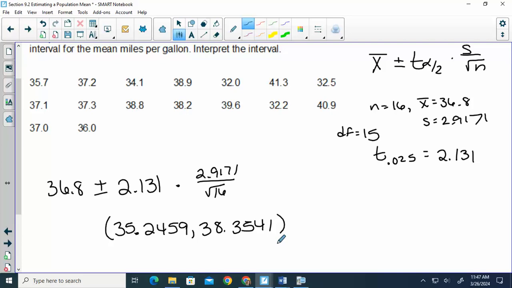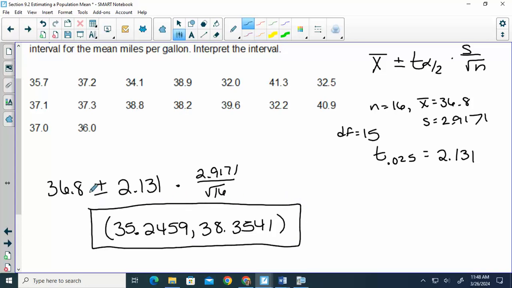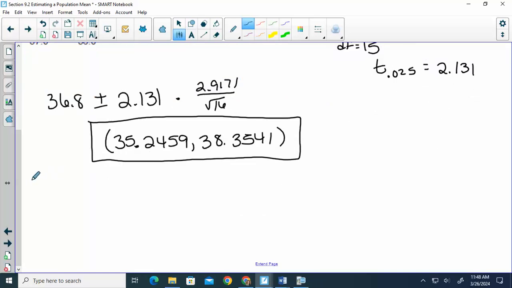Okay. So what does that mean? We got our confidence interval. If I ask you to write a sentence telling me what that means, what would we say? Don't forget to include your confidence level. So we are 95% confident.